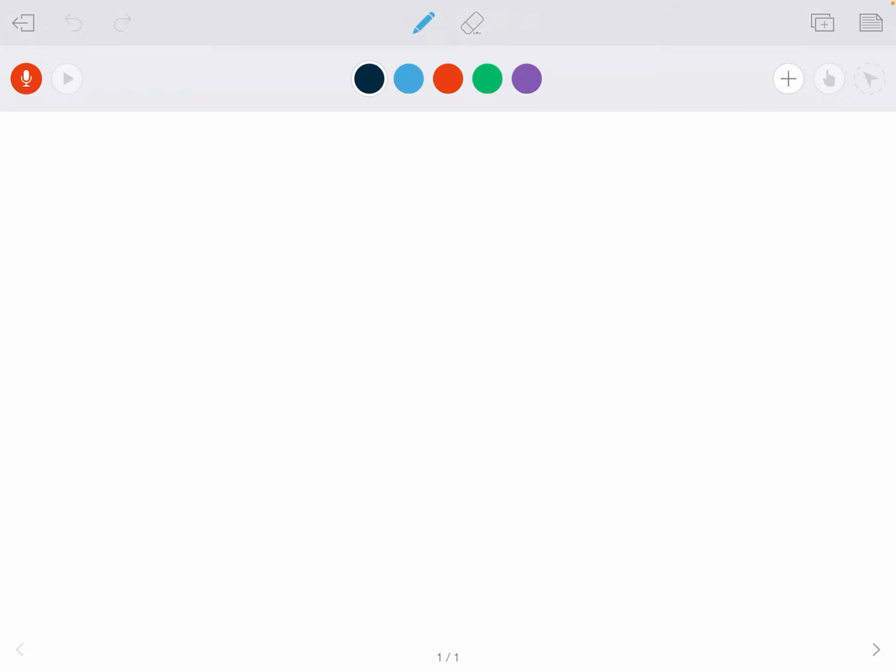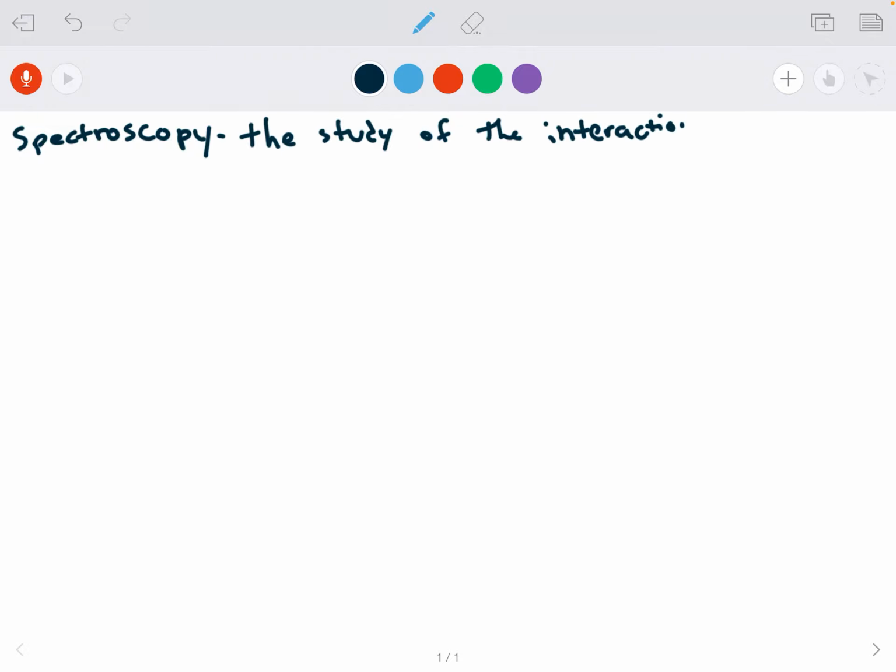So I want to start with this introduction with just defining what spectroscopy is. NMR is just one of a number of types of spectroscopy used in analytical chemistry. So spectroscopy is the study of the interaction between electromagnetic radiation and matter.